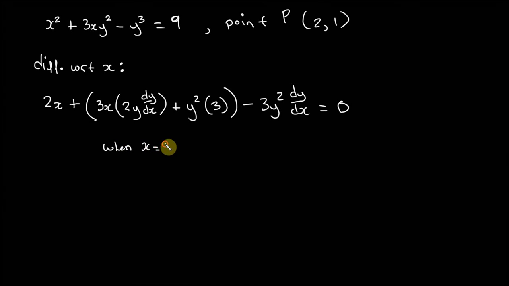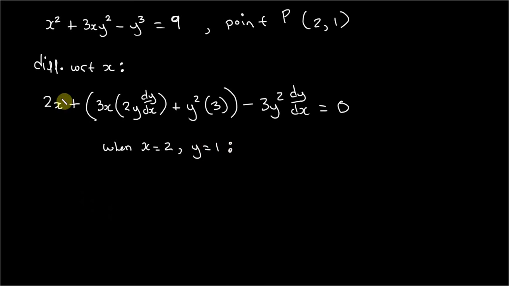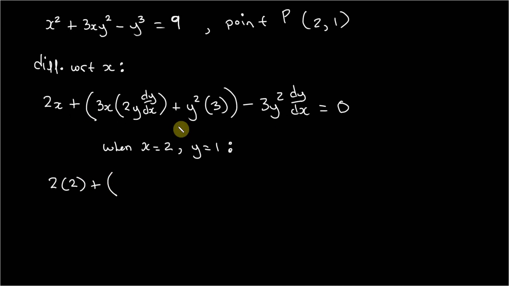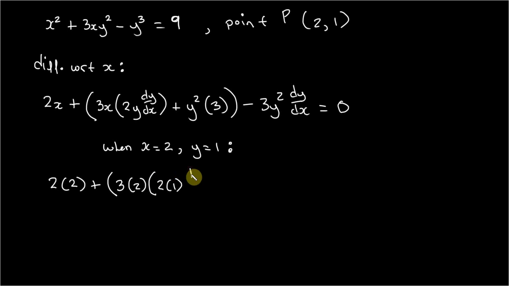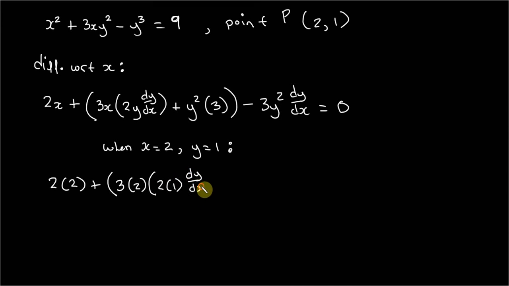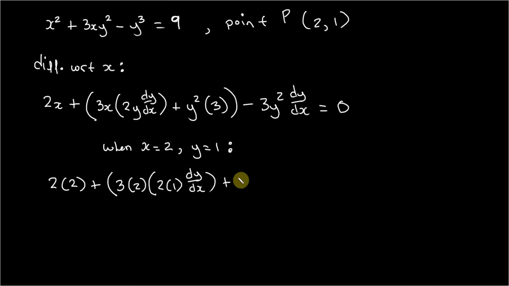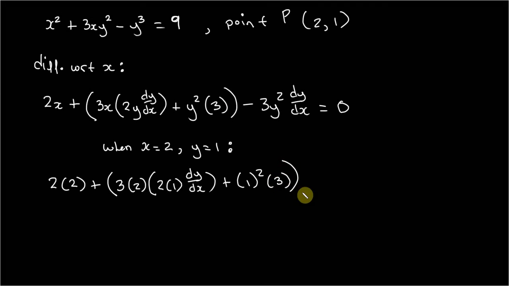When x equals 2, y equals 1, what do we get? Well, let's just insert our values. We get 2 times 2 plus, I will write it out. We could probably do this in our heads, but I'll write it all out for the sake of the video. We get 3 times 2, and then again that's multiplied by 2 times 1, and remember we've still got our dy/dx here, that doesn't go away. So close the brackets there, plus we still got this y squared term, so that's 1 squared, and that's being multiplied by 3. Close the brackets completely.